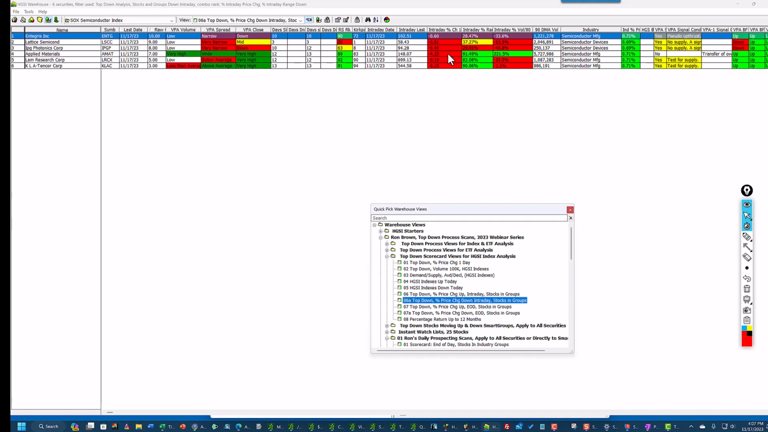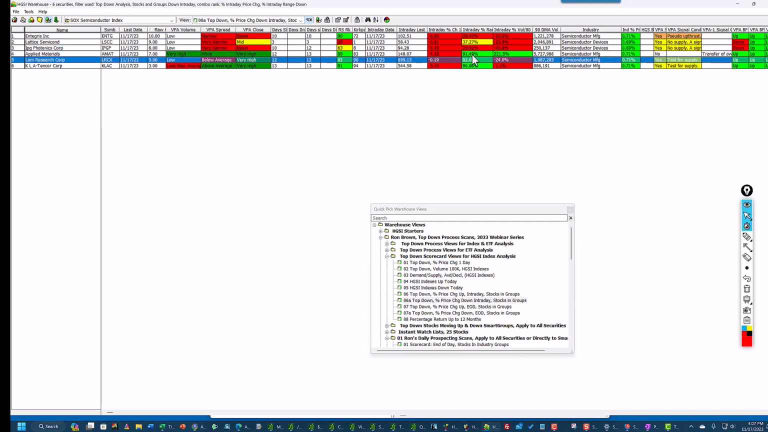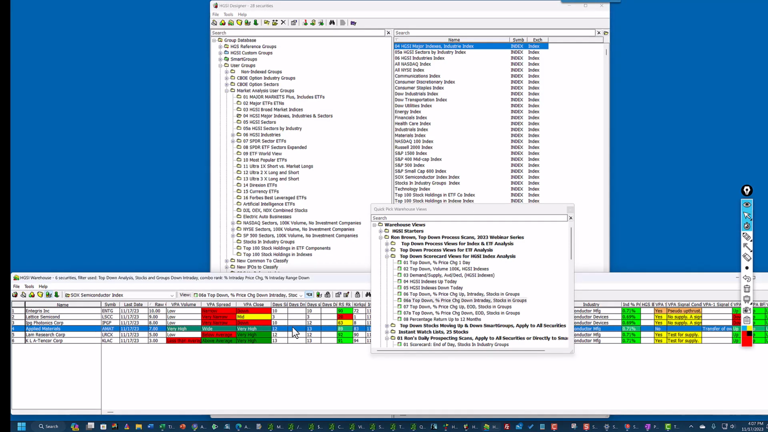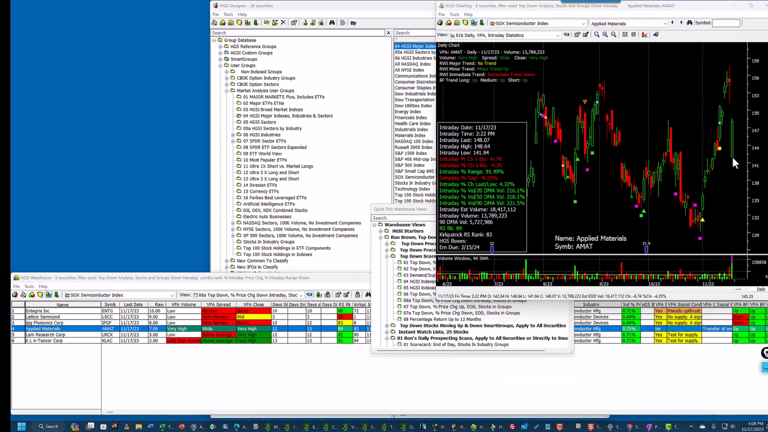AMAT was hit pretty hard today, down 4.35%, but this was an early morning shakeout. How do I know? Because I look at the intraday range. It closed at 91.49% of its daily range. Let's just put this down here and bring a chart up. And here it is. You can see where it gapped down, and here's where it closed. And look at the volume, a couple hundred percent above normal.